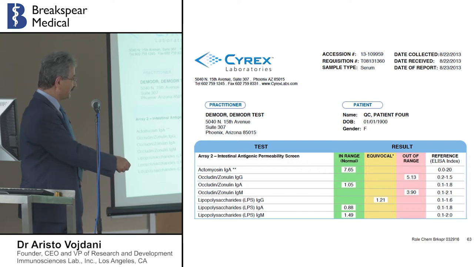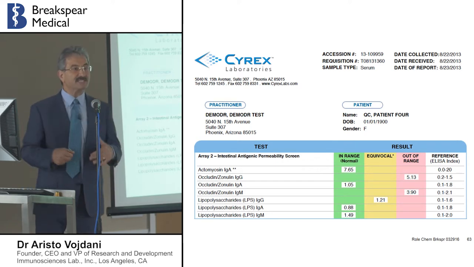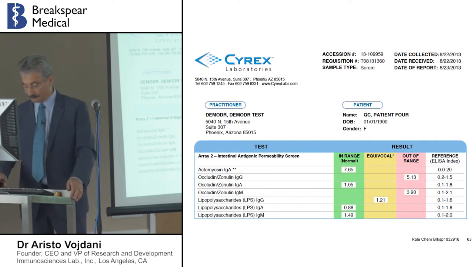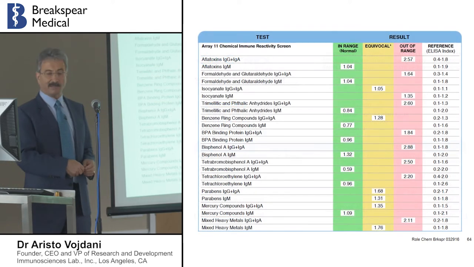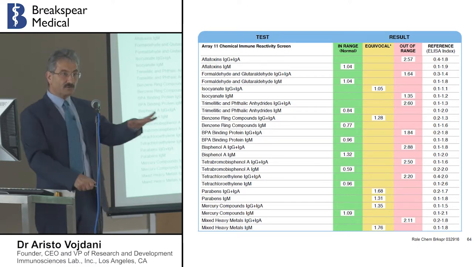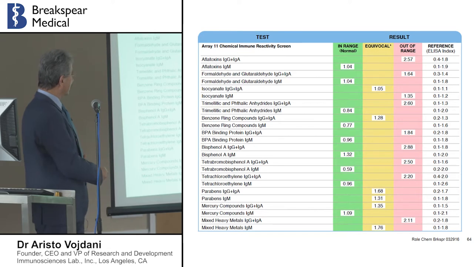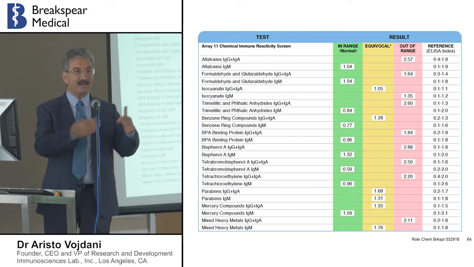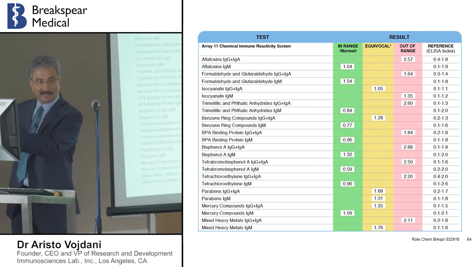5.1, that's normal range is 1.5, and also IgM. So there is an issue with leaky gut in this patient, number one. Number two, chemical antibodies. There are some problems with aflatoxin, yes, but the main problems are with isocyanate, trimethylglycerol anhydride. Those are plasticizers, chemicals also in beauty salon. And other chemicals, tetrachloroethylene and parabens. So all these chemicals which are found in her environment, she made antibody against that.